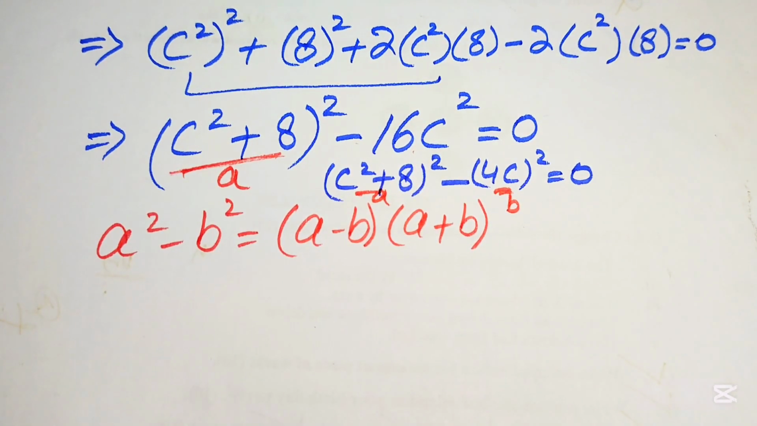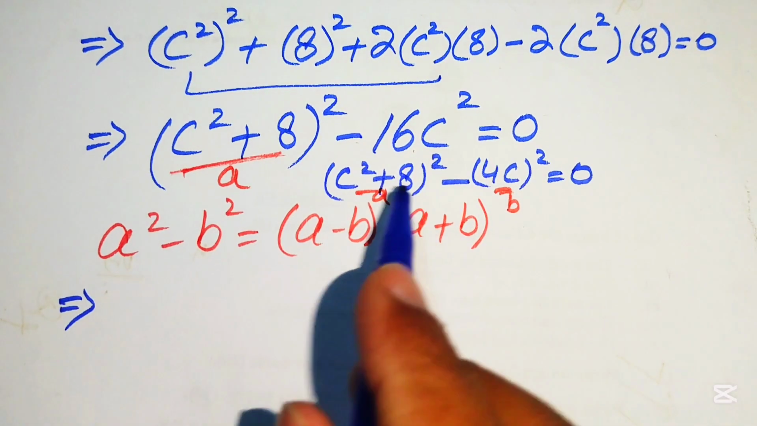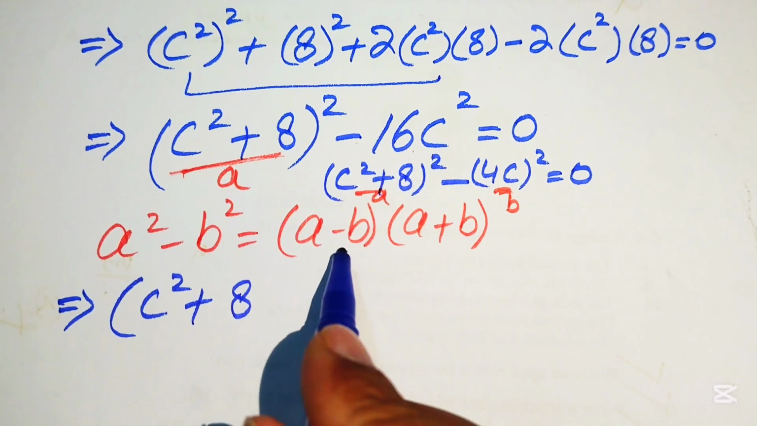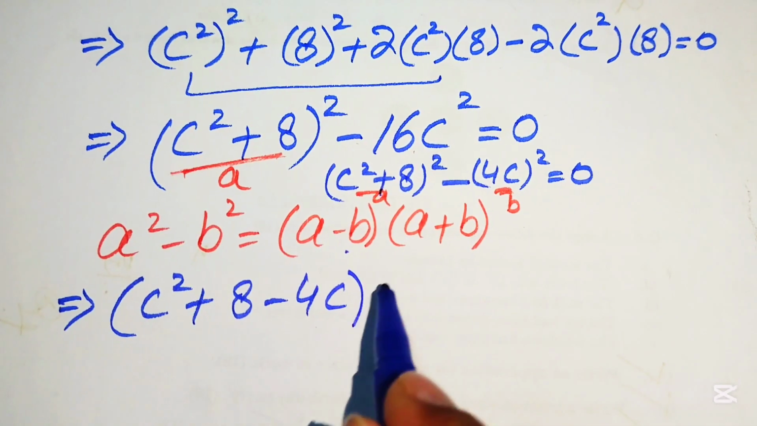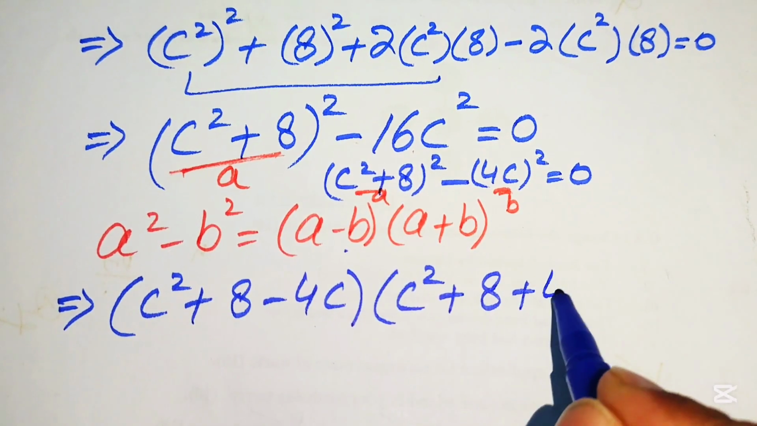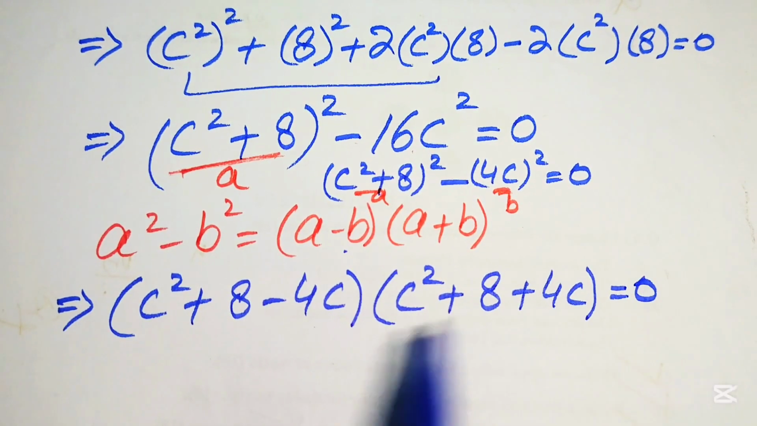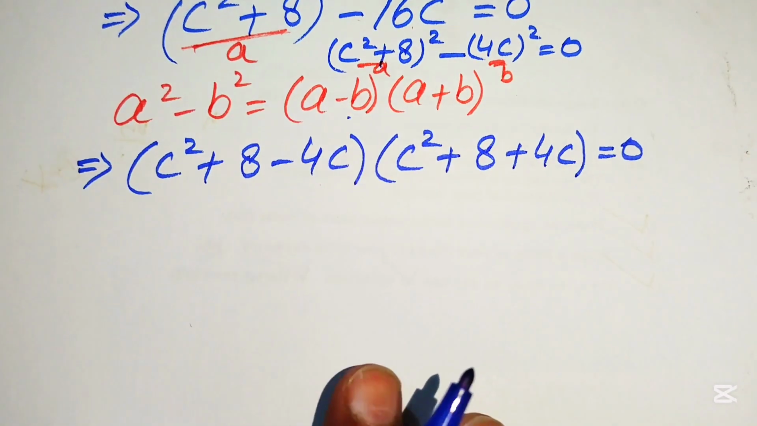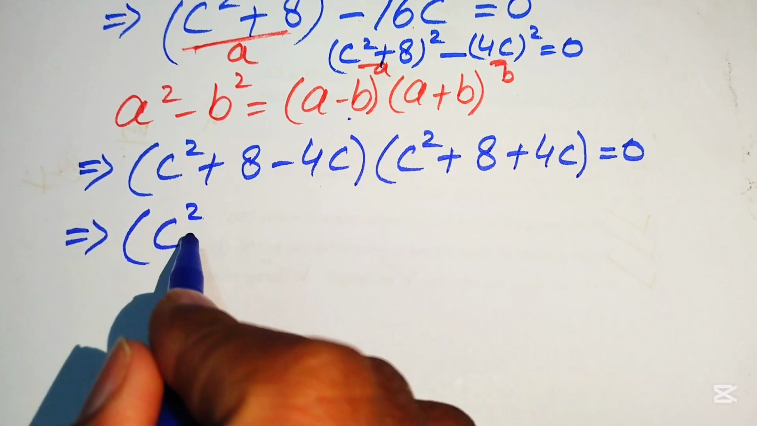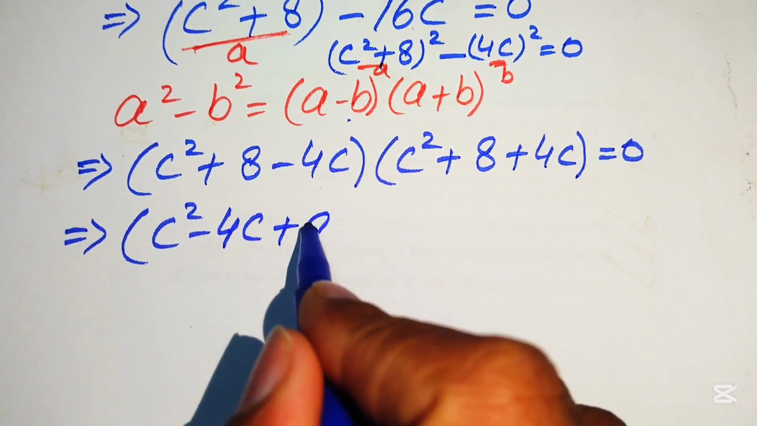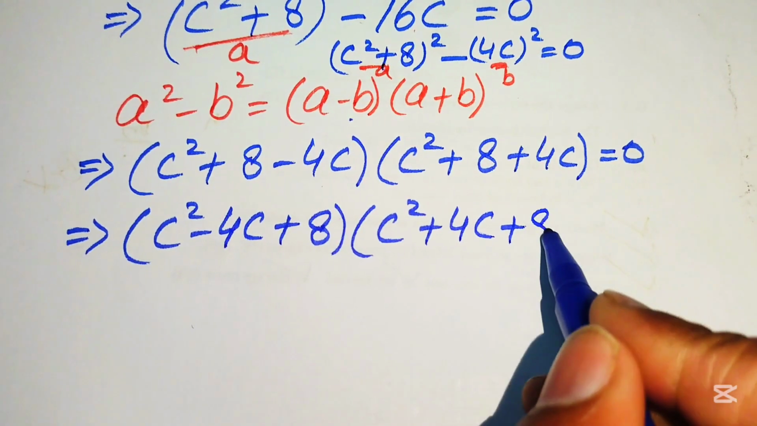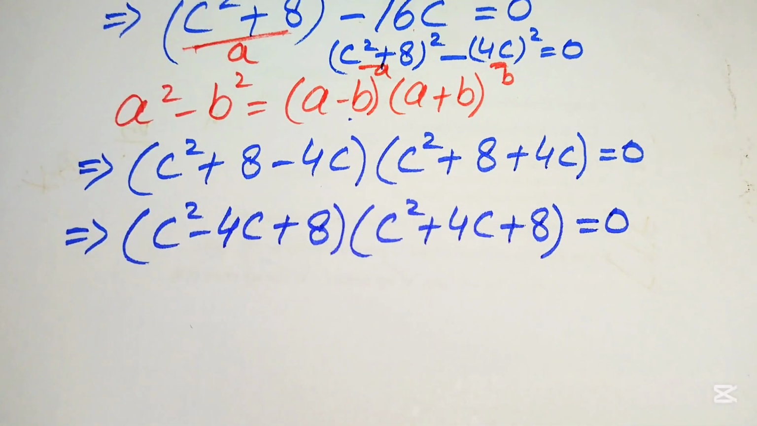After this step, we write the above expression as c square plus 8 minus b, so b is minus 4c, into c square plus 8 plus b, and b is plus 4c, and this whole equation equals 0. After this step we have c square minus 4c plus 8 into c square plus 4c plus 8, and this equals 0.